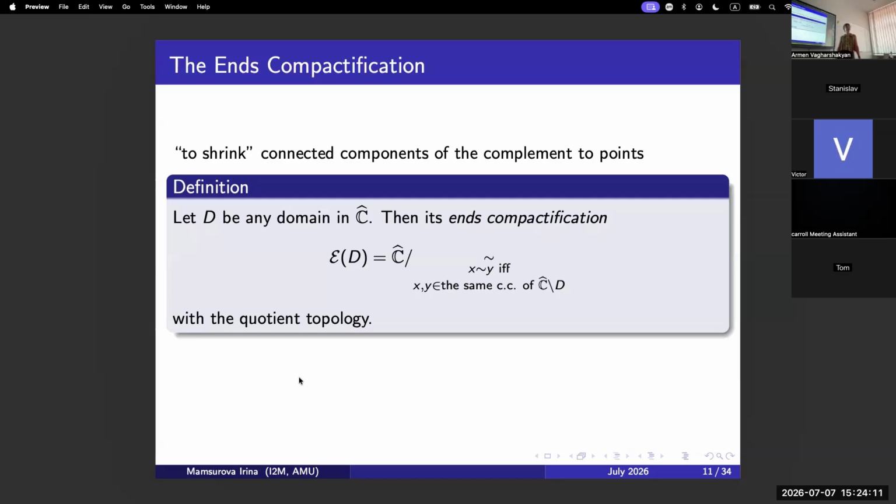My question is, does it have a complex structure? No. With singularities at the shrinks, something like this? No.